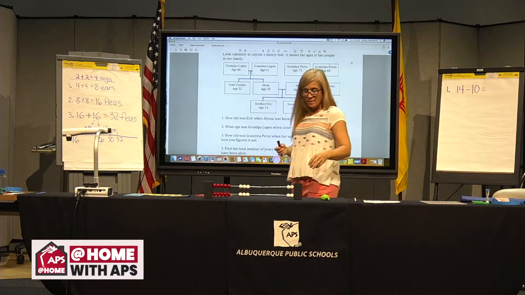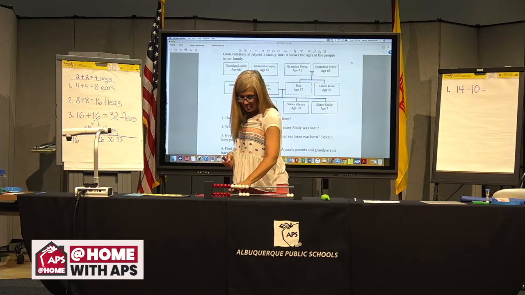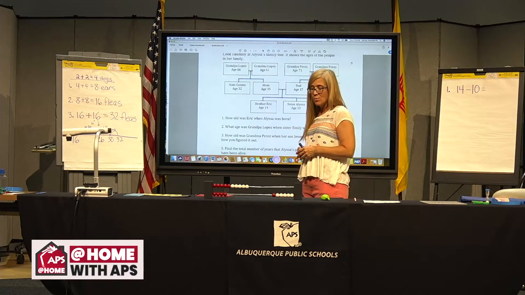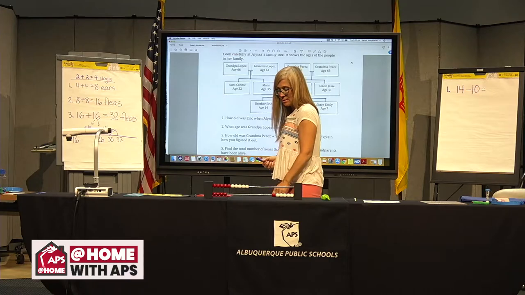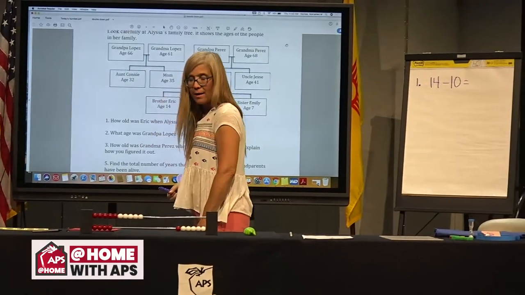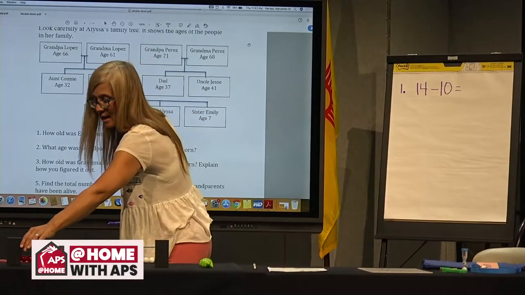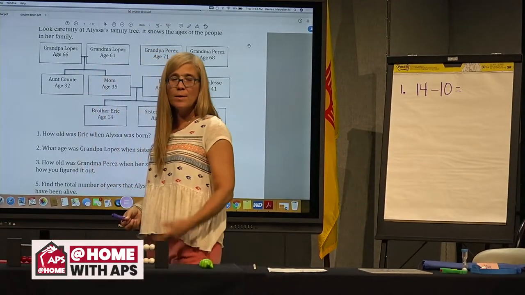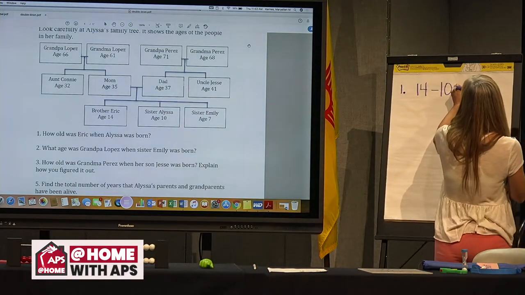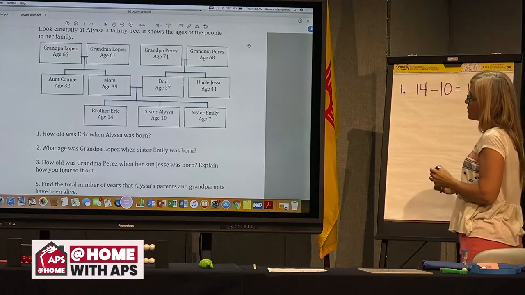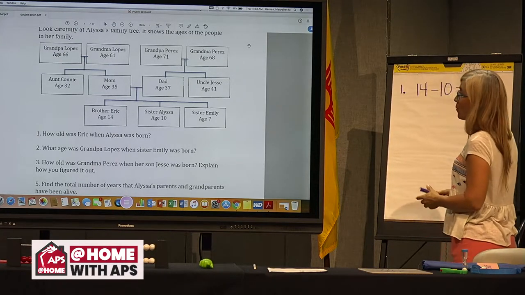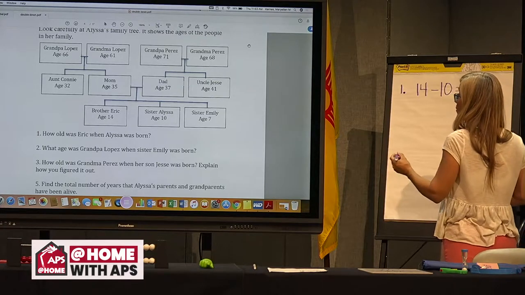So that is one of those 10 pluses, which is usually a kind of easier one to remember, those 10 and some more. So if I show that on the bead rack, I have 10 and I have 4. And if I take all of Alyssa's age away, how many are left? There's 4. So 10 plus 4 is 14, if we worked it out the other way. All right, so I think that Eric was 4 when Alyssa was born.